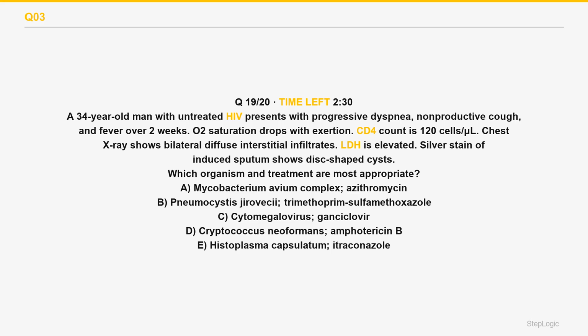Read the command: organism and treatment. HIV with CD4 of 100, subacute dyspnea, dry cough, bilateral interstitial infiltrates, high LDH, disc-shaped cysts on silver stain, Pneumocystis jirovecii pneumonia.